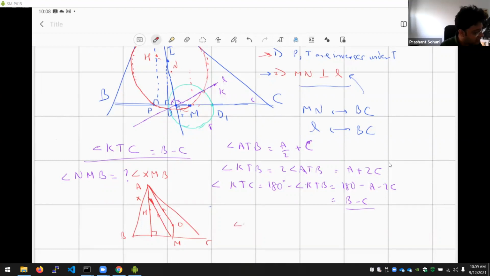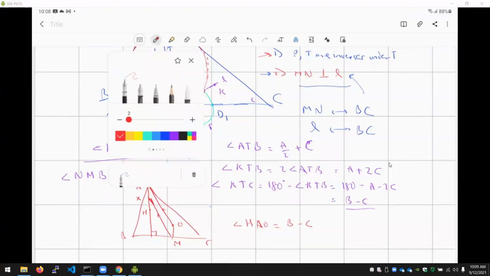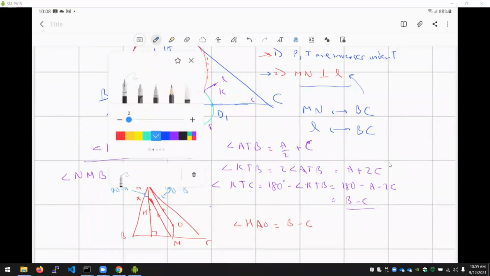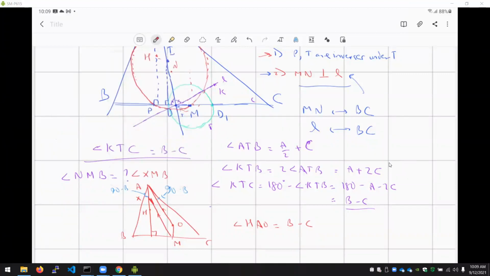But how much is angle HAO? B minus C, right? HAO is B minus C, because basically both of these angles are, this is 90 minus B and this angle is also 90 minus B, so I'll get this is B minus C. Yes. So then I think, are we done? We have all the parts required to finish this proof.